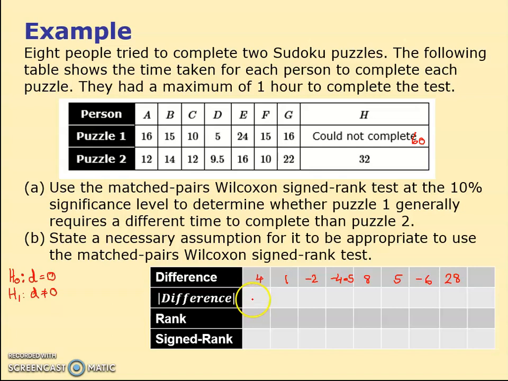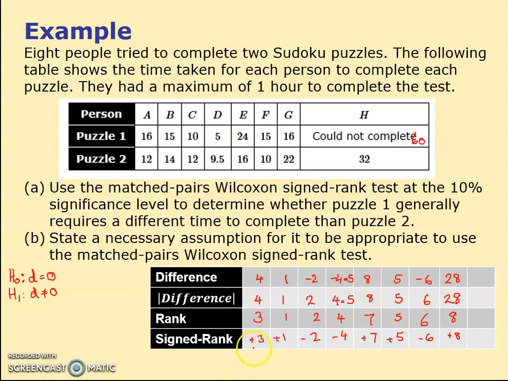Now, if that's true, then the modulus of the differences, ignoring the signs, just write them straight down. And then I rank them. That's obviously the smallest. Be careful on these. You wouldn't want to make a daft mistake. That was a 6, 7, 8. And now the signed ranks. This is plus 3, plus 1, minus 2, minus 4, plus 7, plus 5, minus 6, and plus 8.